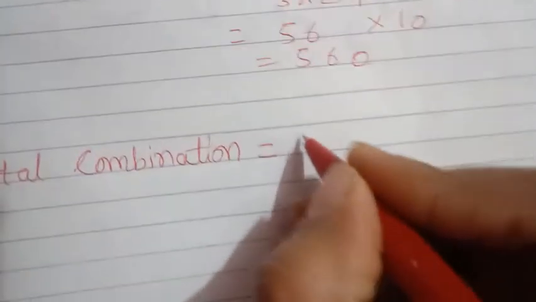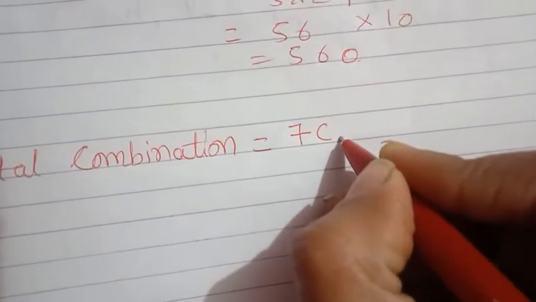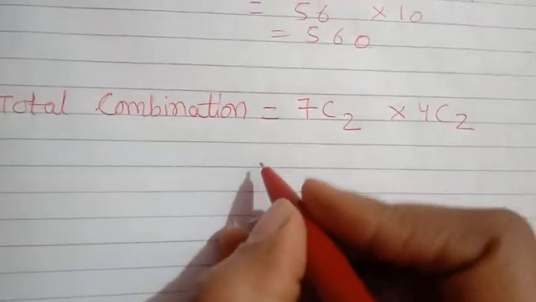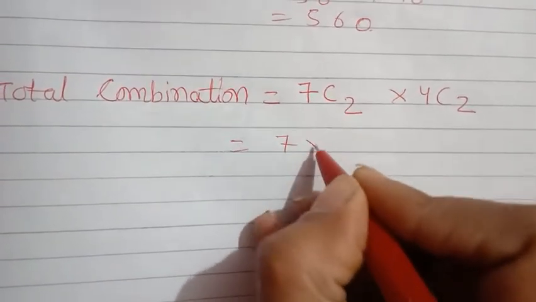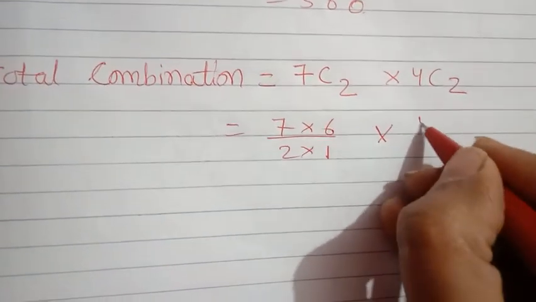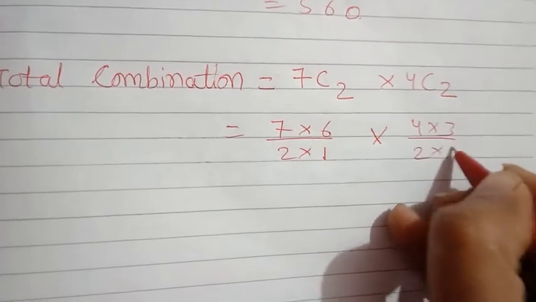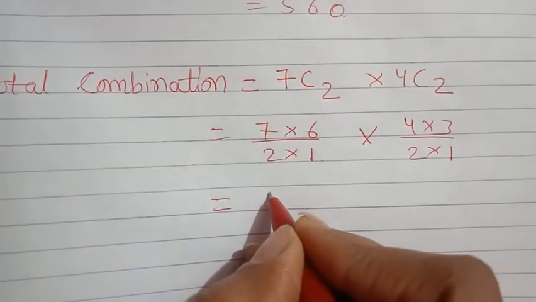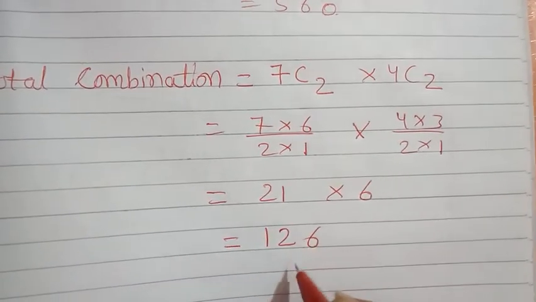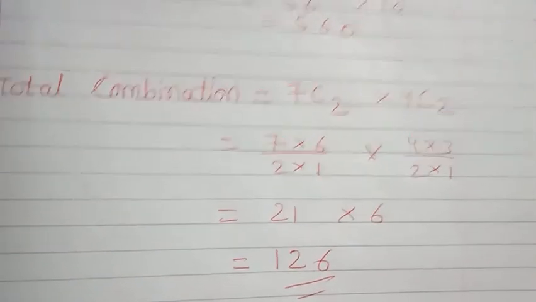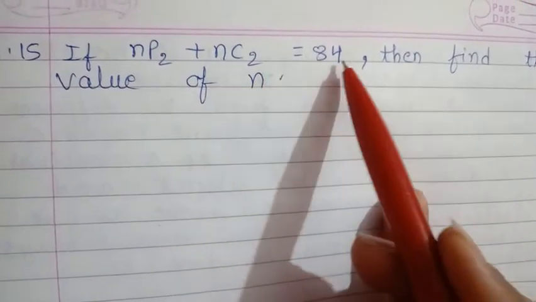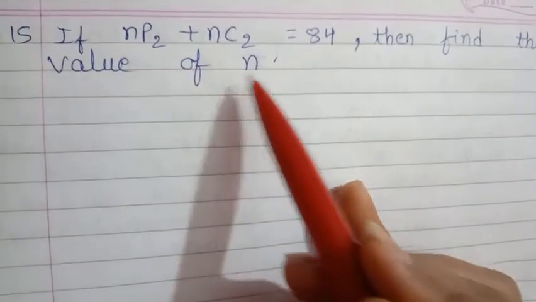So the total combination which we have is 7C2 into 4C2. Now we'll solve this. 7 into 6 upon 2 into 1 into 4 into 3 upon 2 into 1, that is equal to, now here it will come 21 into 6, so that is equal to 126. Question number 15, that is, if nP2 plus nC2 is equal to 84, then find the value of n.